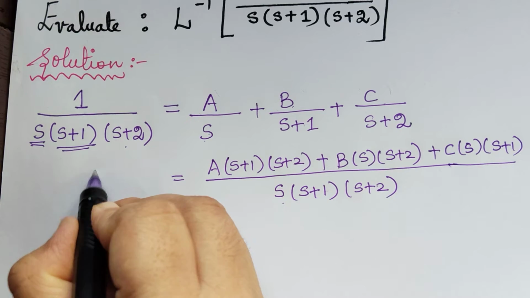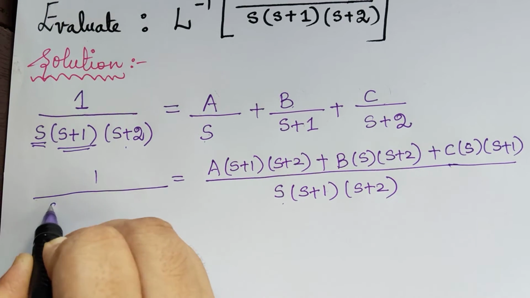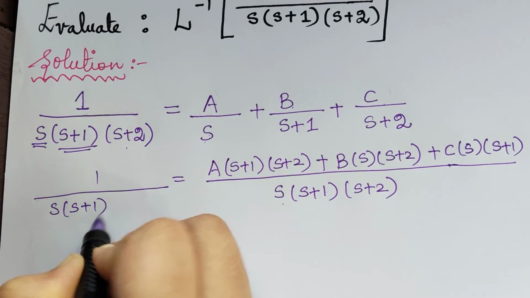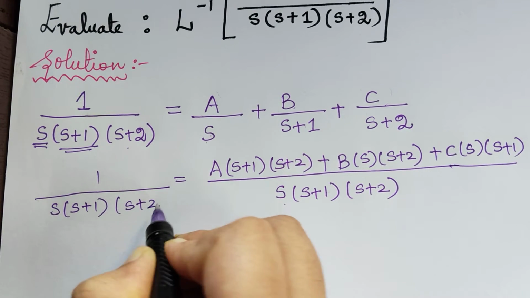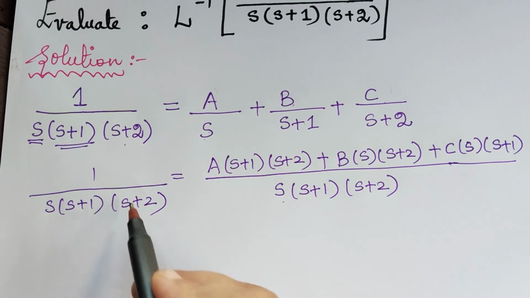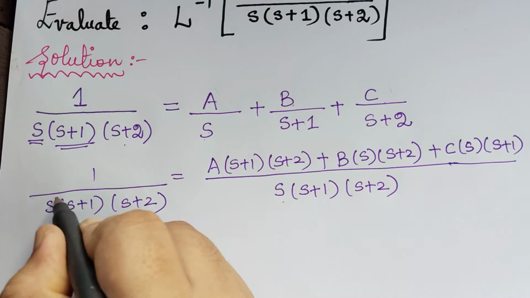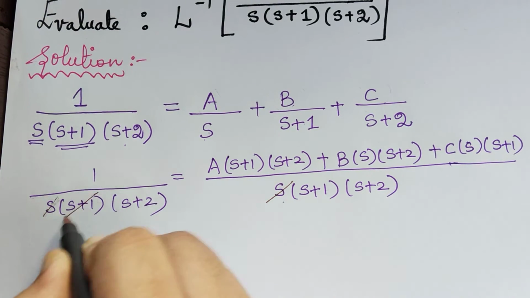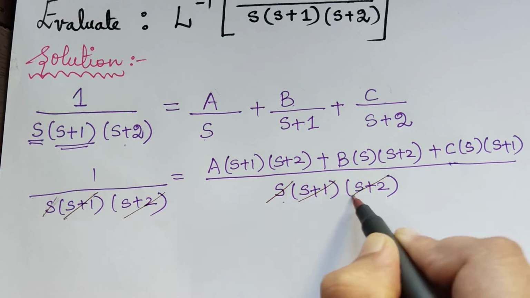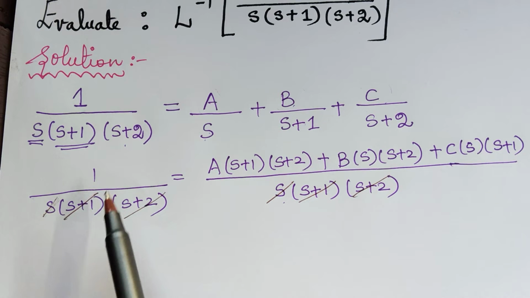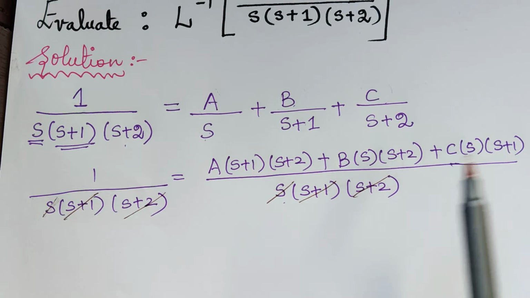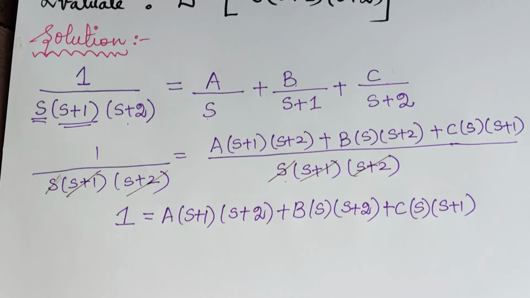So on the left, we have 1 divided by S multiplied with S plus 1 multiplied with S plus 2. Now since both the denominators are the same, the terms in the denominator get cancelled. And so therefore, we will have 1 equal to these terms. So I have taken and written that.